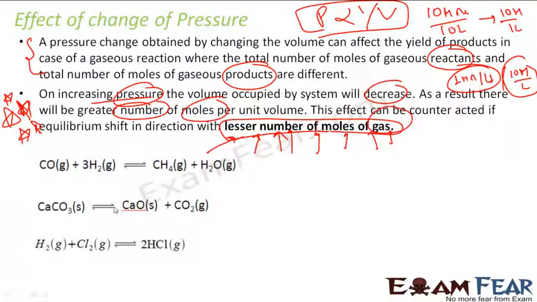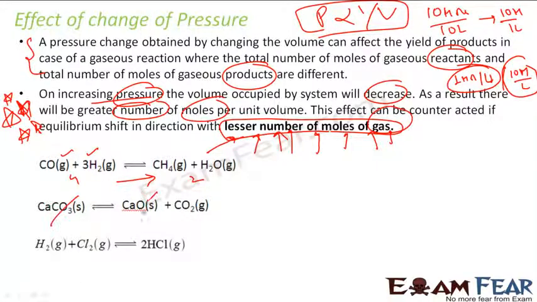For example, we'll take this equation: CO plus 3H2 gives CH4 and H2O gas. How many moles of gas here? 4. And how many here? 2. So if you increase the pressure, the system will go in this direction.